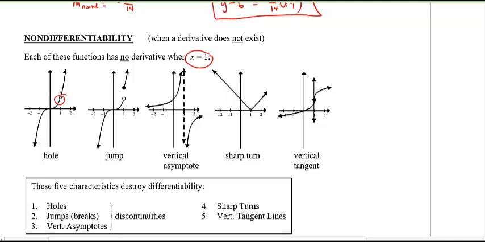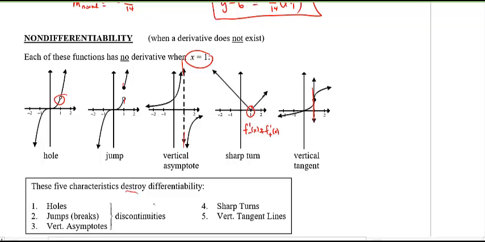A hole, right? Don't know what it is from the left, don't know what it is from the right. A jump, problem there too. Vertical asymptotes, undefined. A sharp turn, because the derivative from the left does not equal the derivative from the right. Hey, I can use this kind of notation: f prime from the left of a function does not equal f prime from the right of a function. And then a vertical tangent, once again, problems because the slope is undefined for a vertical line. So these 5 characteristics destroy differentiability.